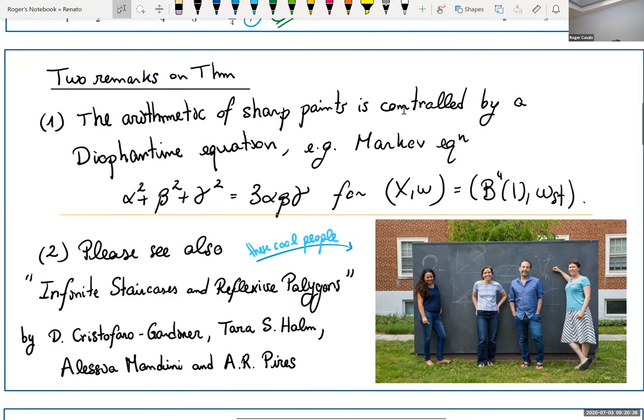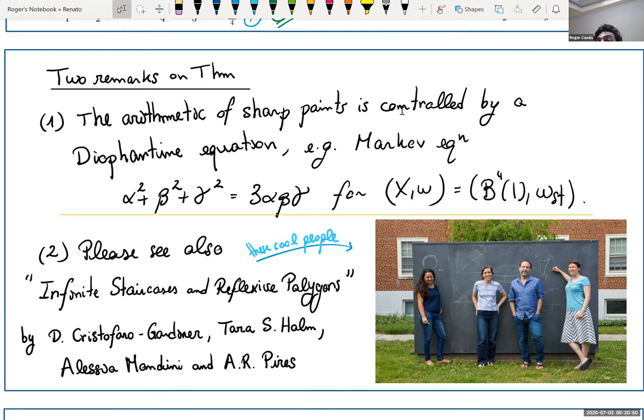The first one is a mathematical remark. You're telling us that there's an infinite sequence of sharp ellipsoid embeddings. Can you actually tell us what the arithmetic of that sequence is? Can you actually tell us the exact points? And the answer is actually beautiful. It's related to the solutions of a Diophantine equation, which is associated to each of those toric domains.